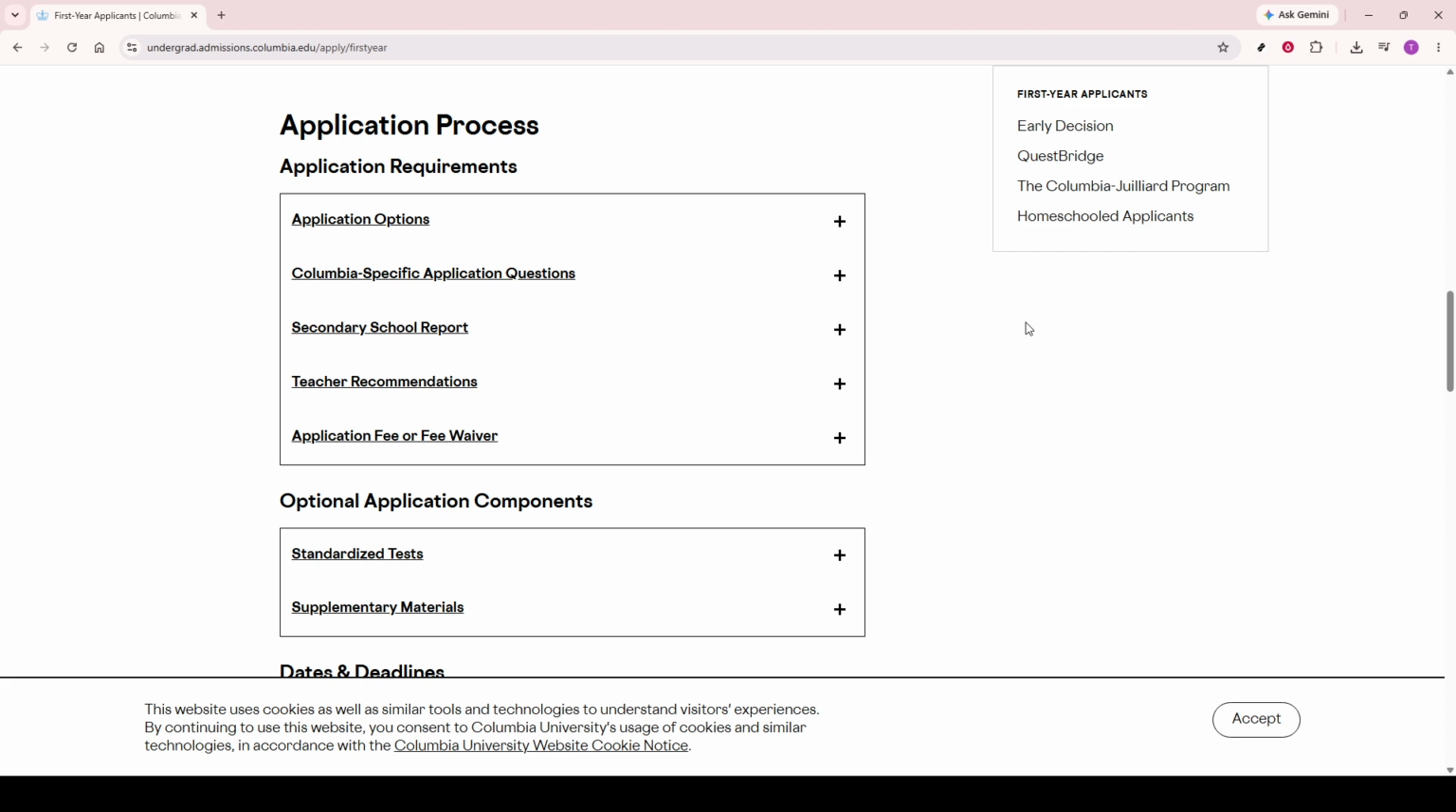Finally, be prepared to complete Columbia-specific questions. These are supplementary short answer responses designed to help the admissions team understand how you connect with Columbia's curriculum and community. Take your time with these responses because they give you a chance to show fit, personality, and genuine interest in the university. Once you've chosen your platform, selected your school, gathered your materials, considered your testing choice, and completed the supplemental questions, you'll be in a strong position to submit your application with confidence.